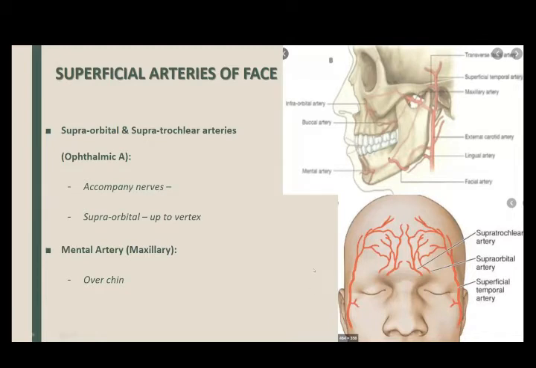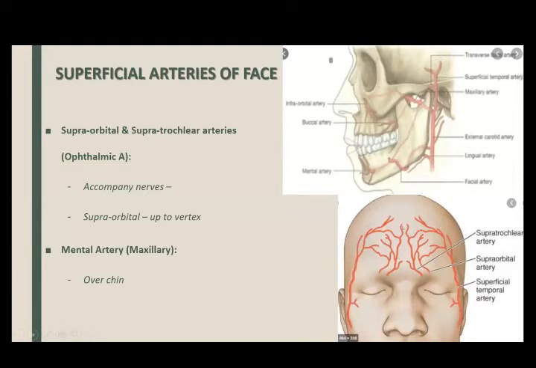Exactly वही distribution है. The difference is now this medial is the supratrochlear. यहाँ पे ये देख लीजिए ये supratrochlear and laterally placed is the supraorbital. ये lateral वाली जो है ये supraorbital है. Sorry. और बेटा also note that this is the superficial temporal artery. Okay, this is the branch of external carotid.